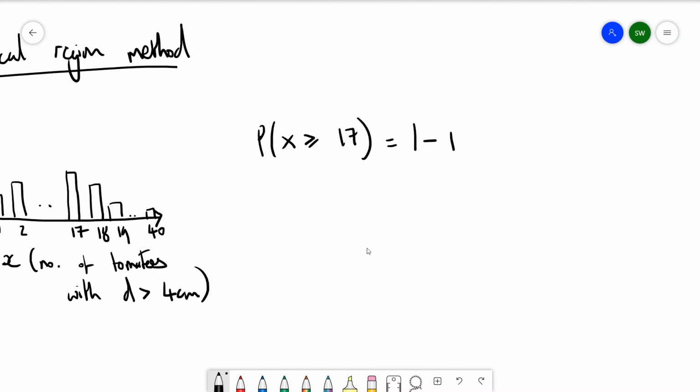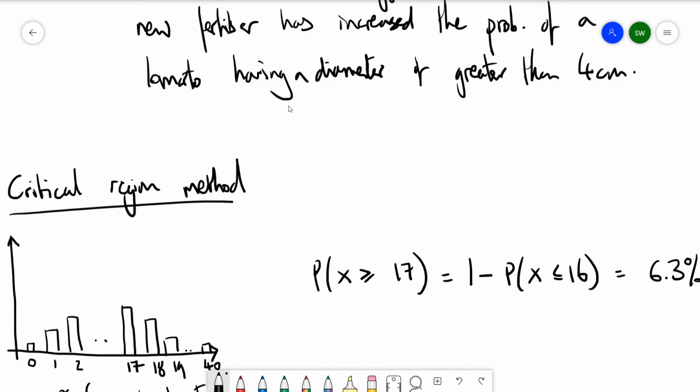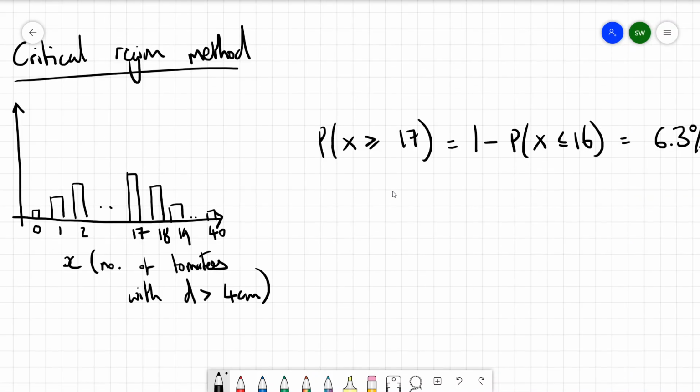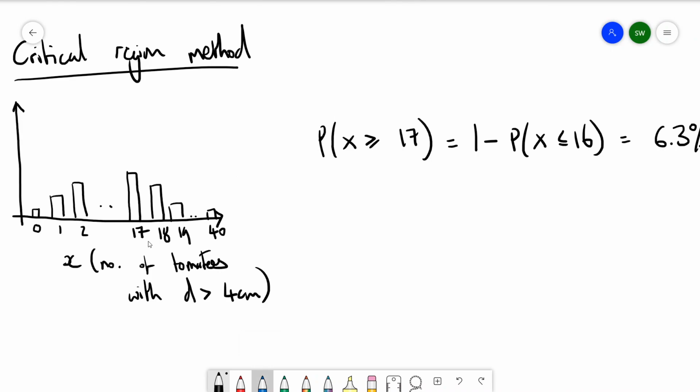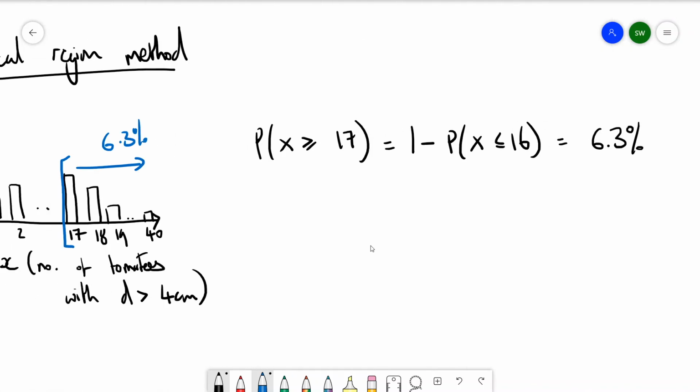So we'll have to do 1 minus the probability of x being less than or equal to 16. And you should get that as 6.3%. So actually, this is the case, this is too big. So our critical region couldn't include 17 or more, because actually 17 or more would be 6.3%, which is more than the significance level. So that's not going to be our critical region.